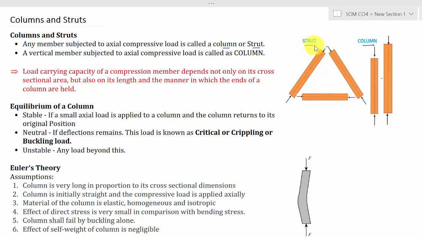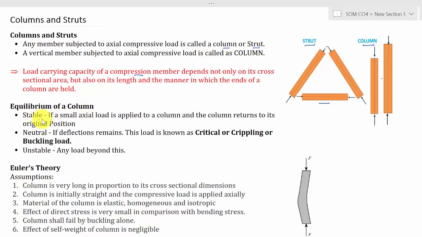When it is with some inclination, or if the member is laid in the horizontal direction, then it is called a strut. So, when the member is loaded in the vertical direction, then it is called a column. In most materials, the failure depends on the cross section and the material properties. But in columns, it also depends on the length, because when the length is increased, the column may fail due to buckling.